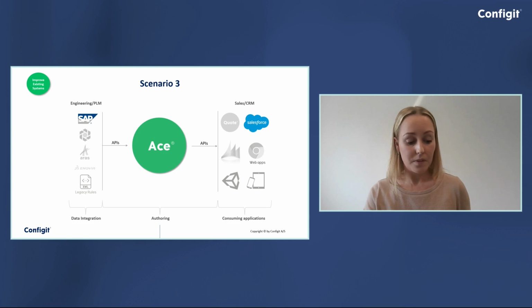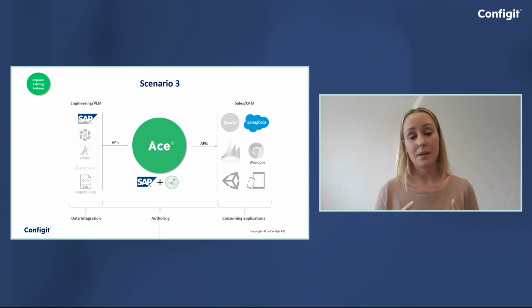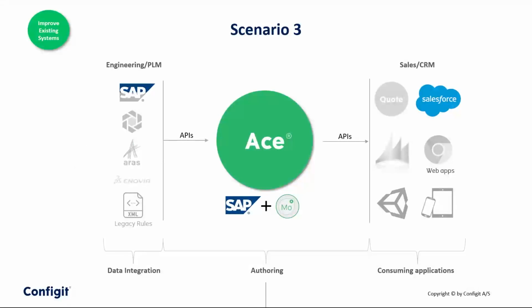So the idea here is that we are combining SAP models, or part of the SAP models, and the ACE model, and making that available on Salesforce CPQ. All these scenarios are basically working in the same way. We're looking at different data and then making it available in Salesforce CPQ. But these are different levels of doing it.